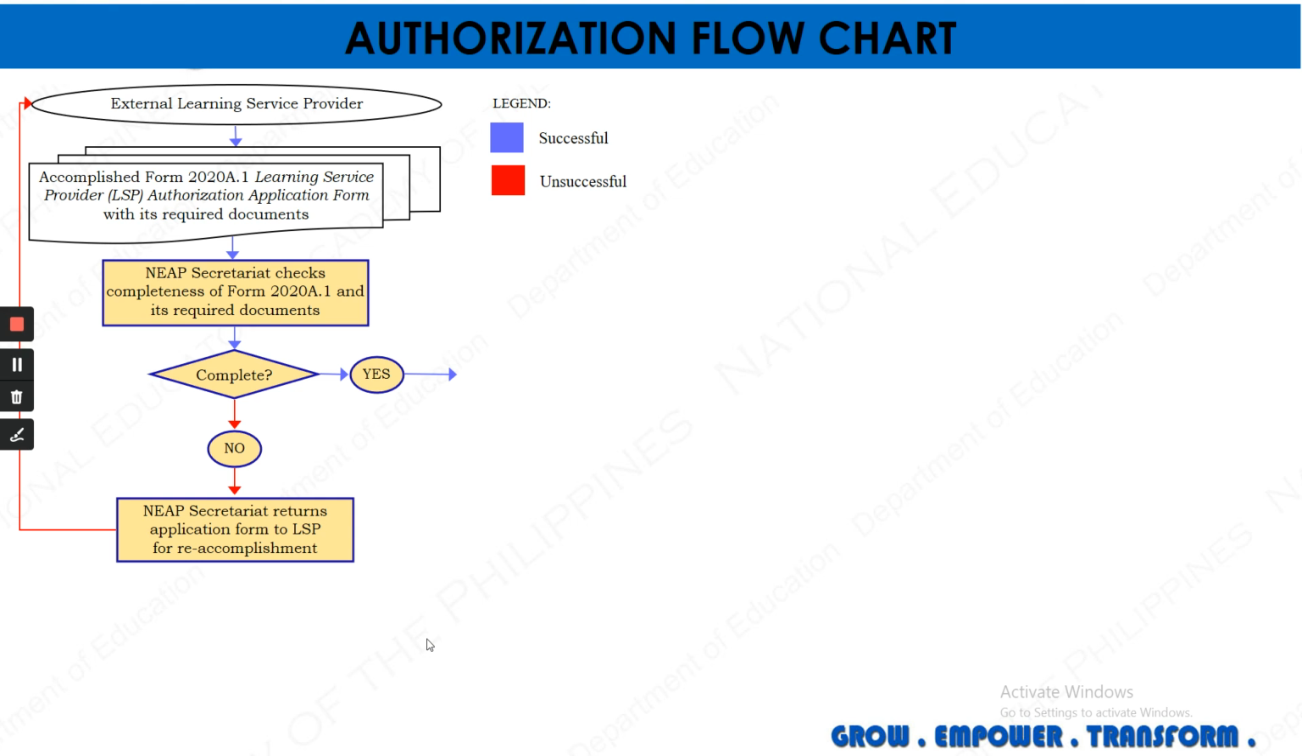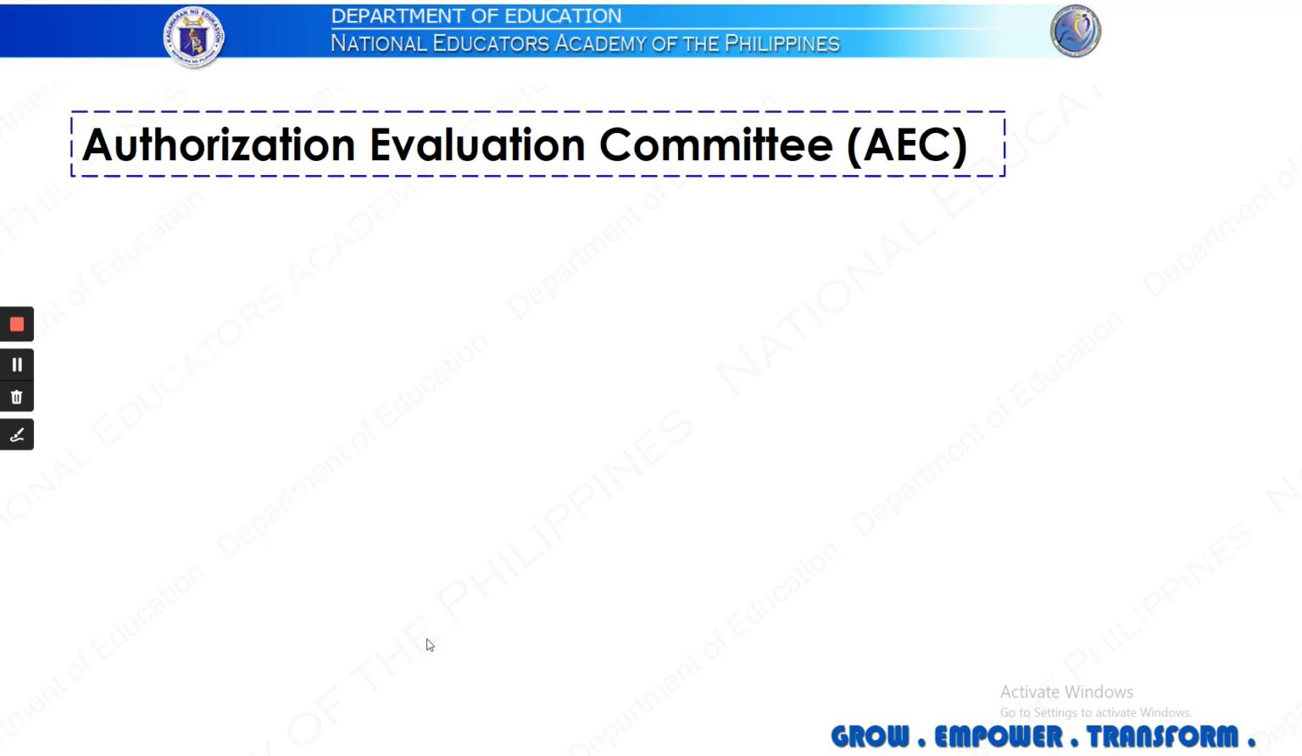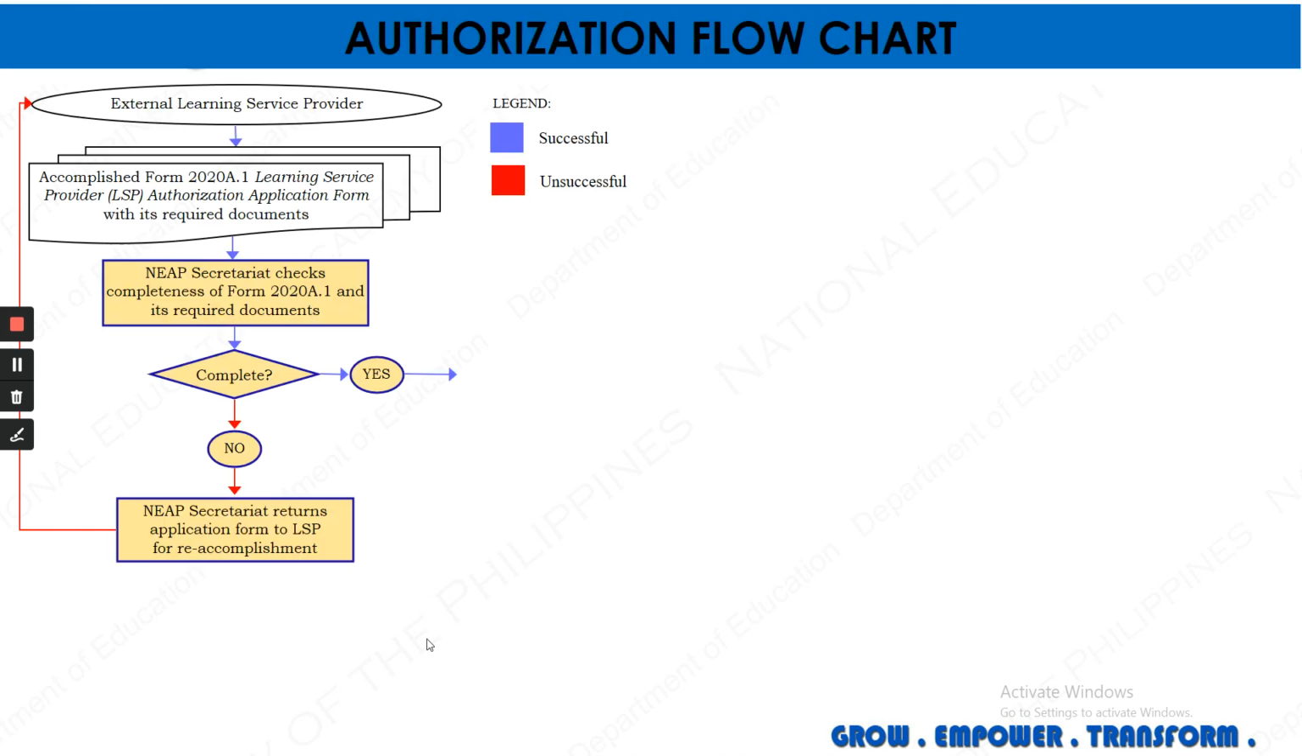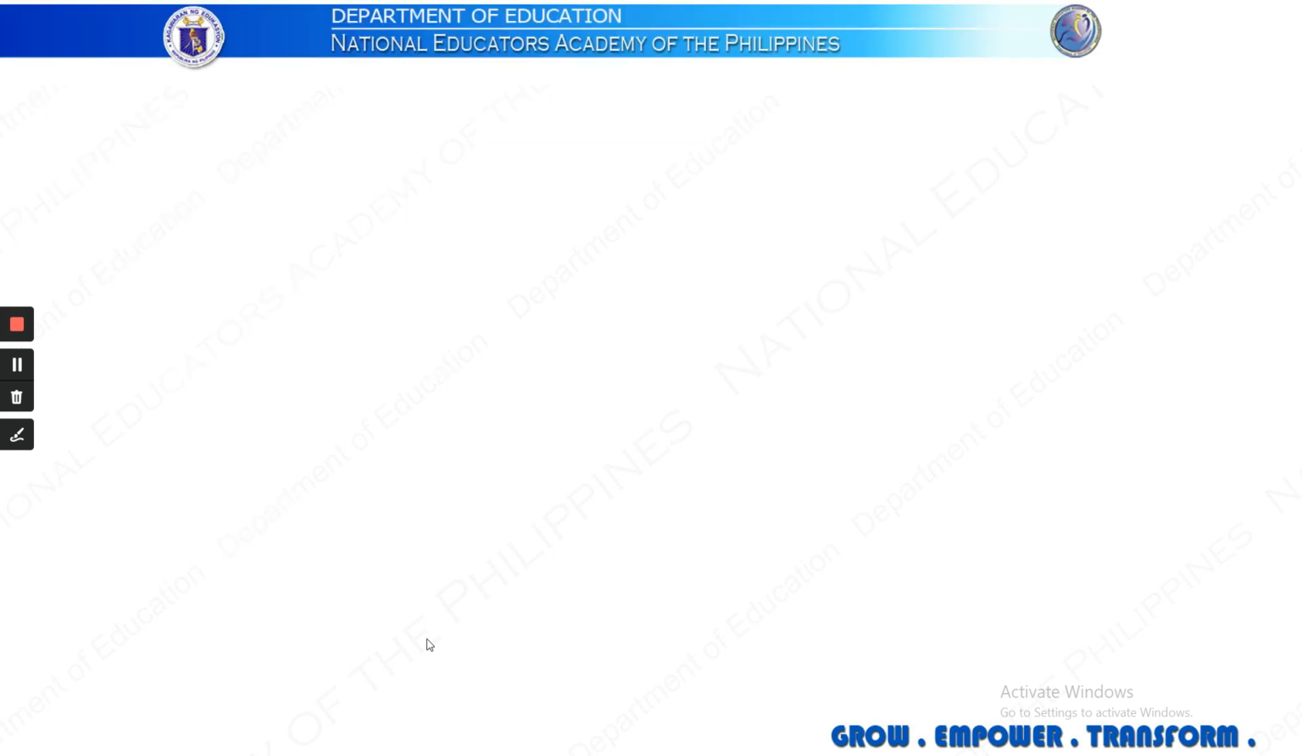So right after that, the secretariat saw that the required documents have missing pieces. Okay, if there are missing documents, the NAIAP secretariat will return it to the LSP for accomplishment. Okay, so let's assume that it's already complete. That is why let's go here for the yes.